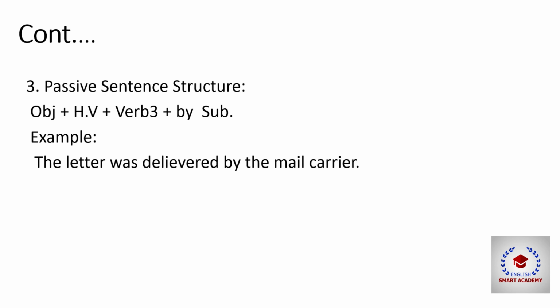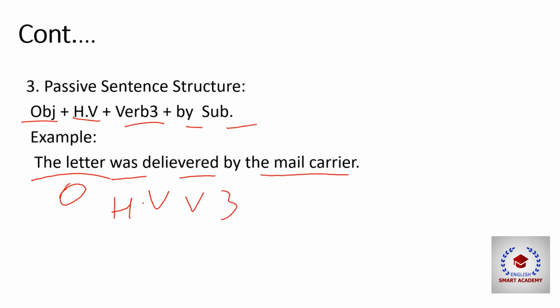Passive sentence structure followed by object, helping verb, V3 by subject. Here you can see in the example the structure of passive sentence. First, the letter. So our letter is object, was helping verb, delivered V3, by mail carrier is subject. So as we know, in passive sentence our subject is not active, our object is active.